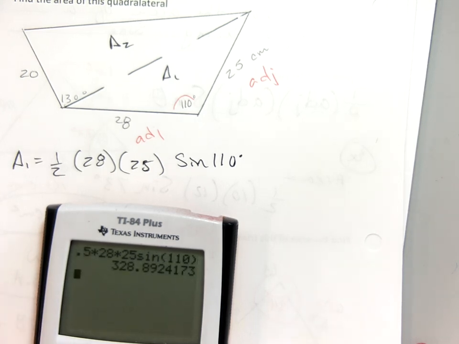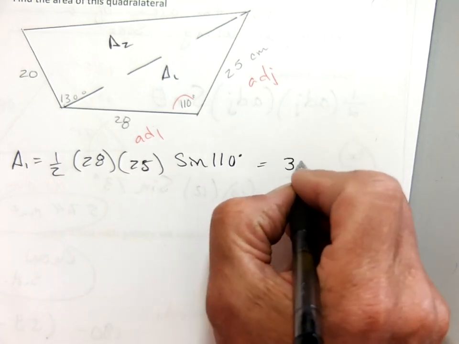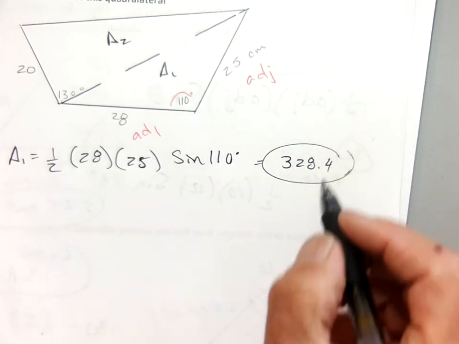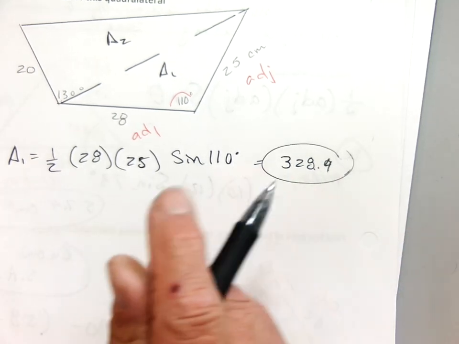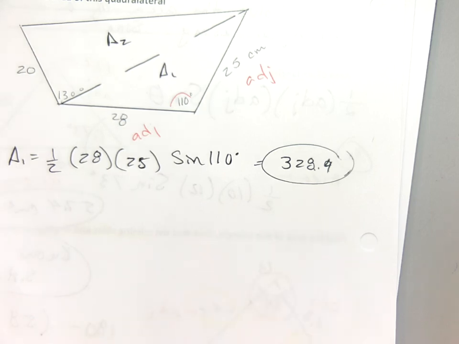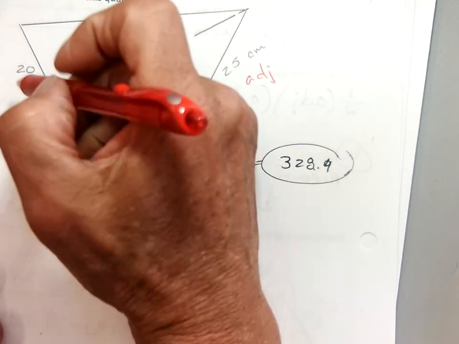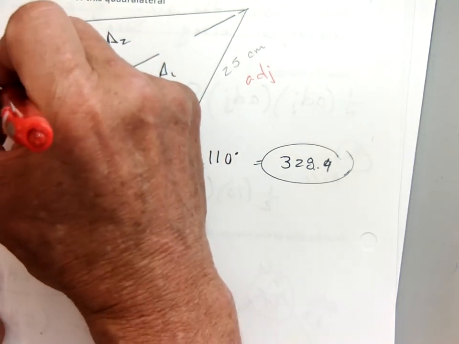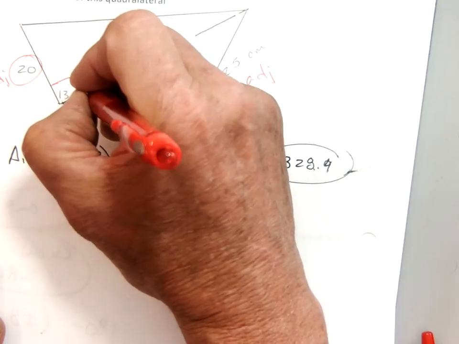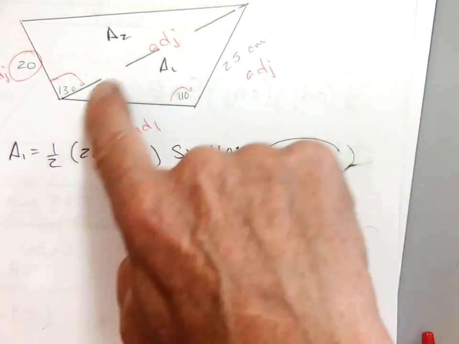I get 328.9. Okay, I'm going to circle that because I'm going to come back to that, okay? Because that's triangle 1. Now triangle 2, all right, we got a little bit of a problem, but we can get this, okay? What we're looking for is my adjacent side. I need my other adjacent side, and I need this angle, which I don't know either one. So first, let's find the adjacent side.